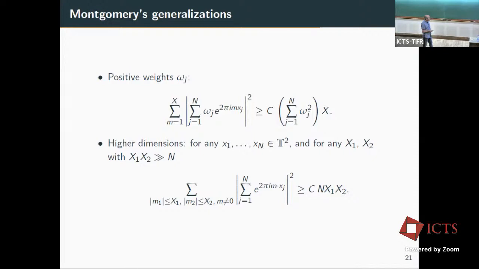And another generalization he did was considering higher dimensional cases. So you take n points in the two-dimensional torus, and for any couple of integers x1, x2, such that the product is much bigger than n, if you take your exponential sums and your vector sum live in a rectangle of area x1, x2, then you have this inequality. This is greater than or equal to Cn and the area of the region where you take your frequencies.